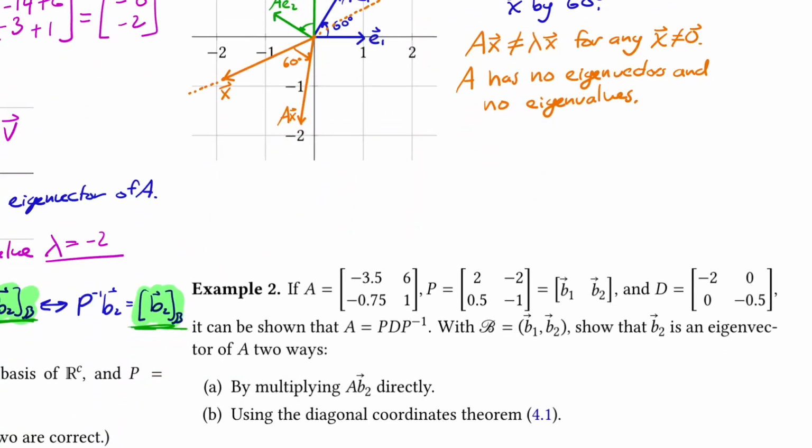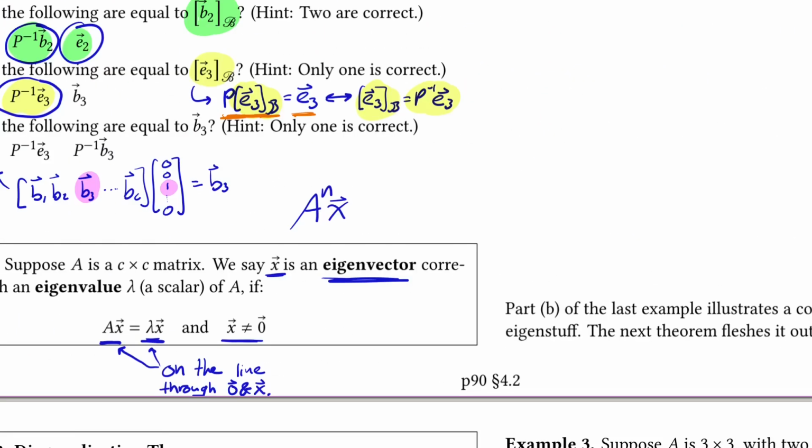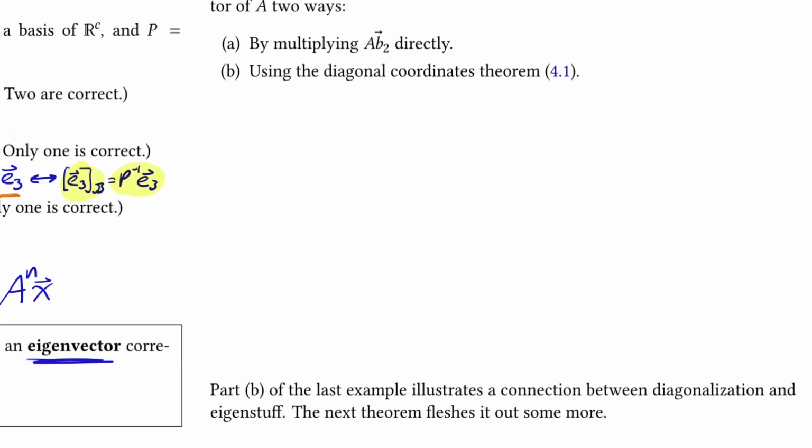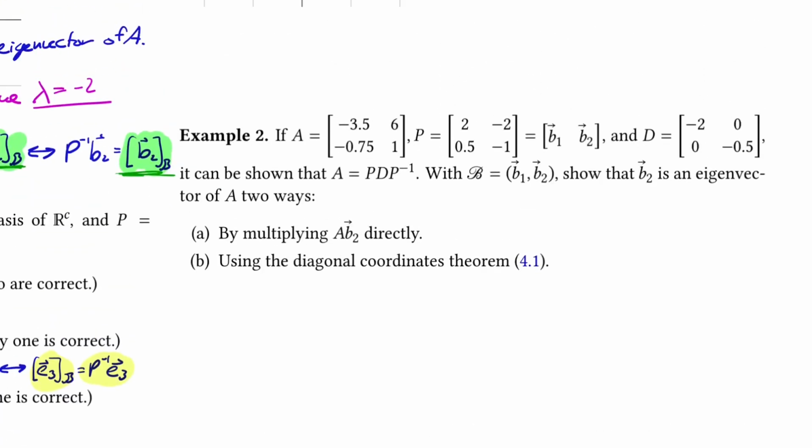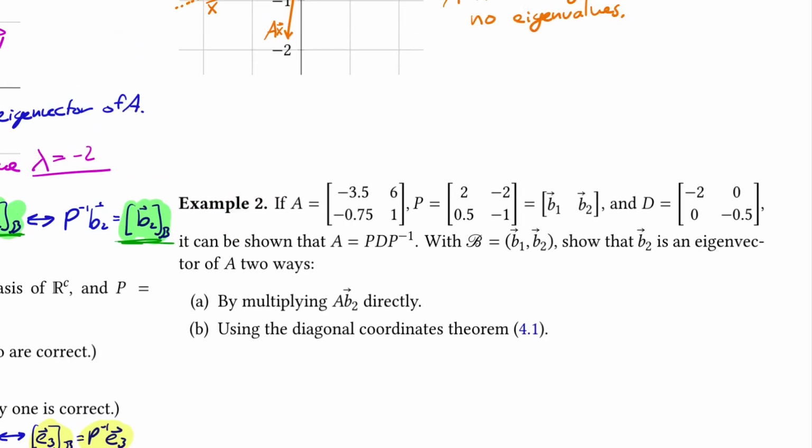And we're going to see why this is in the next video. That's what the diagonalization theorem is about. That was kind of a preview of that. Example 2 is also sort of going to justify that theorem as well. So we'll go over that next. See you then.